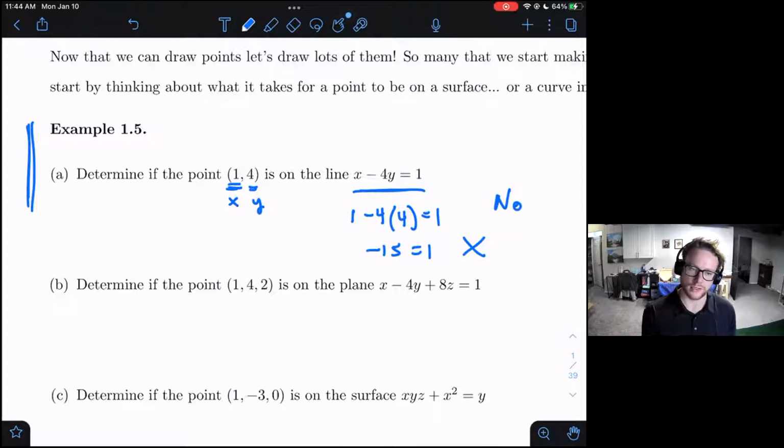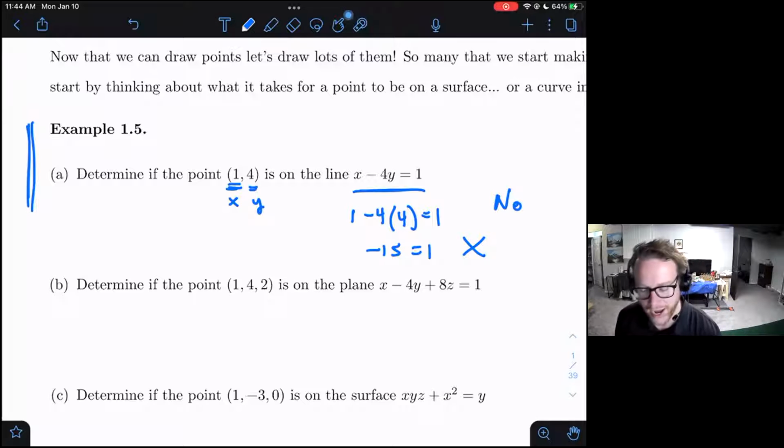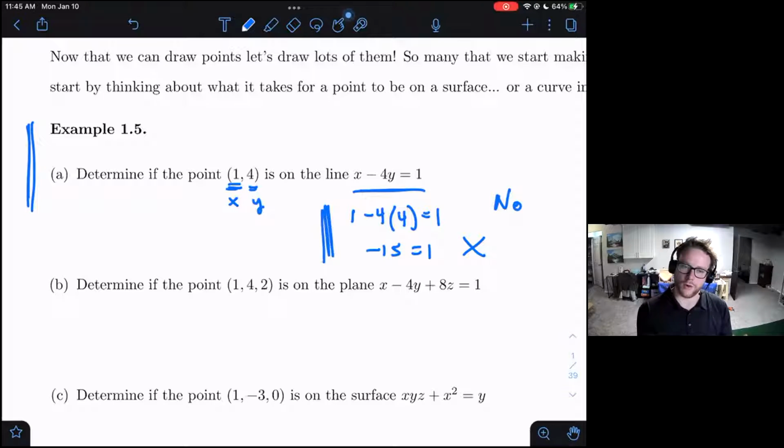So the answer is no, this point is not on this line because it doesn't satisfy the equation. There's a subtle jump here between geometry, is a point on a line, versus a very algebraic thing that we're doing in order to check this geometric statement. Does this point actually lie on this line or is it off the line?